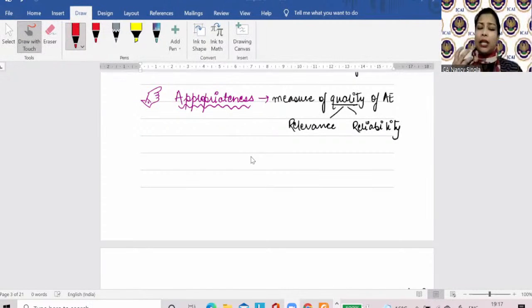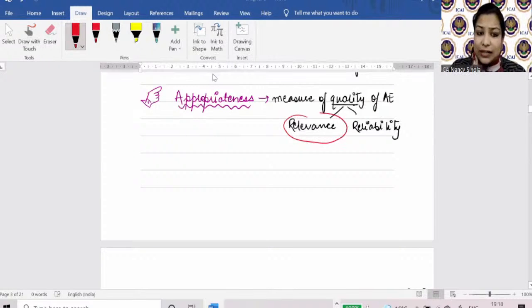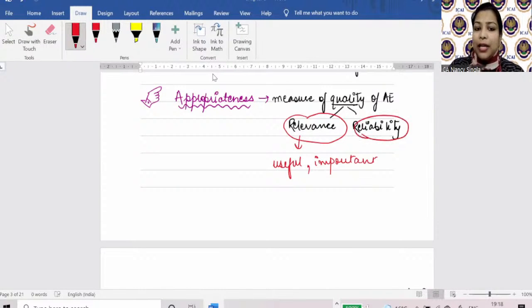Okay? Now, quality of audit evidence basically means whether the audit evidence is relevant. By relevance, the dictionary meaning is what? Useful or important for the auditor's purposes. And by reliability, we understand what? Whether you can have trust on that audit evidence or not. Okay? So we have seen that appropriateness is the measurement of what? Quality of audit evidence. Okay?